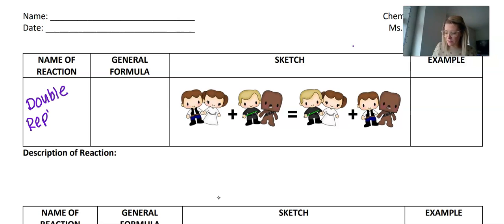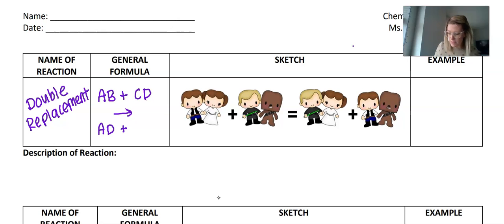And double replacement reactions, again, involve two compounds where we swap their partners. So kind of like if you've ever done square dancing in gym class, swing your partner, do-si-do. I don't know, isn't there like a swap your partner do-si-do? I'm not sure.